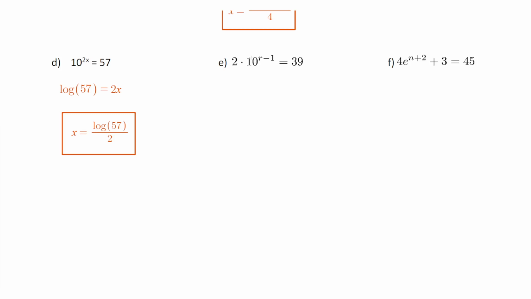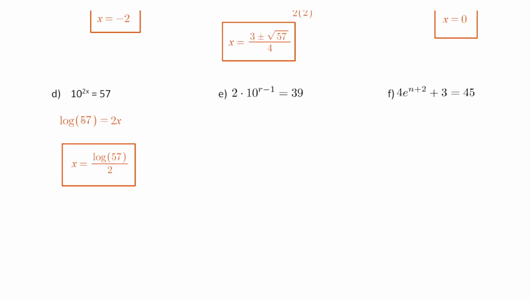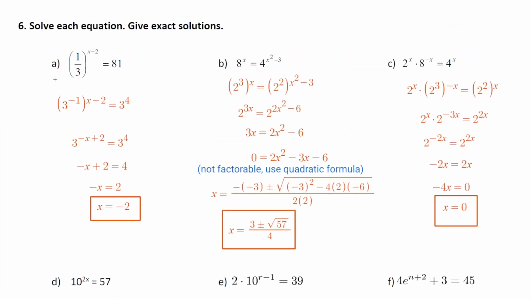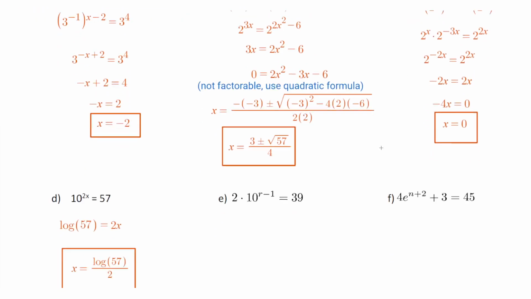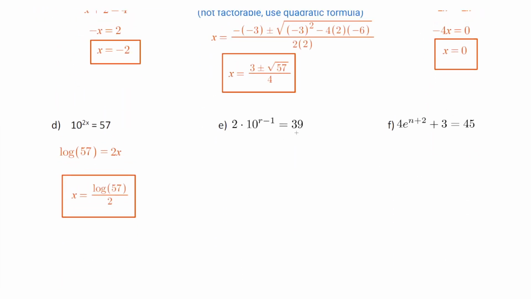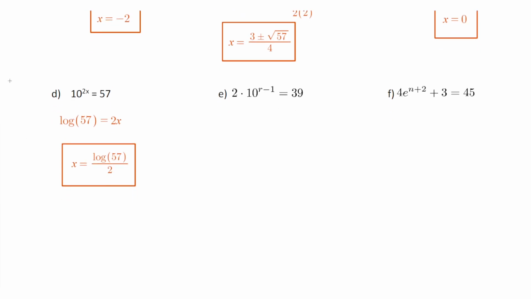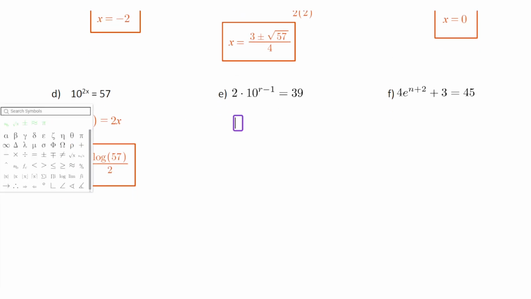Letter E. I want to point out how D and E and even F are going to be different from A, B, and C. In A, B, and C, you can write both sides of the equation as powers of the same base, and down here you can't really do that. 39 is not going to be a power of anything. So what we're going to do here is start by dividing both sides by 2. 10 to the power of r minus 1 equals 39 halves.